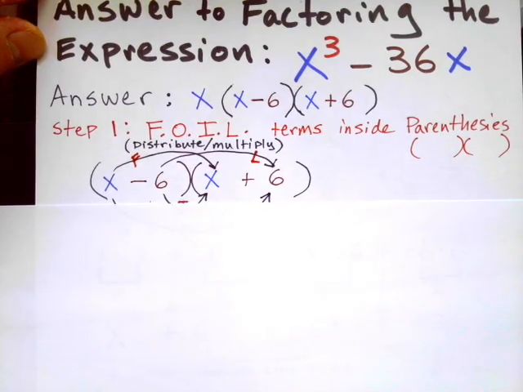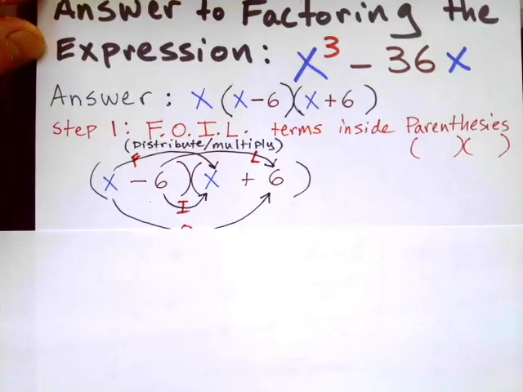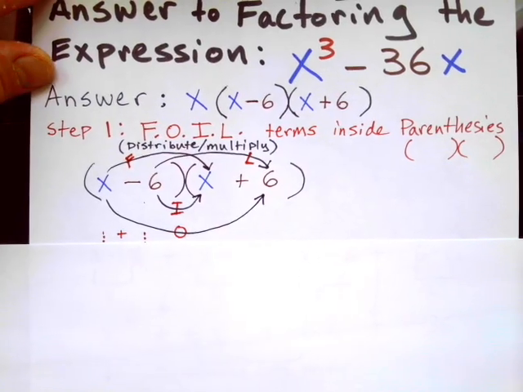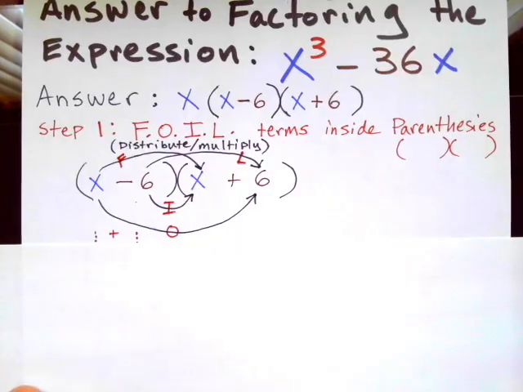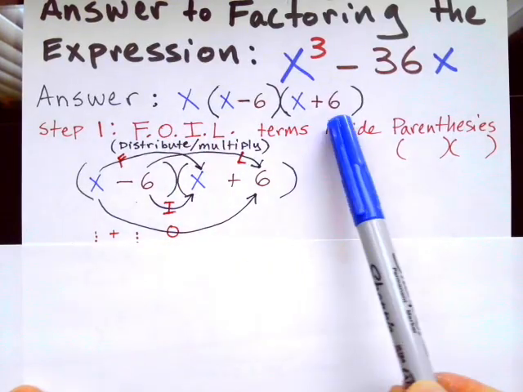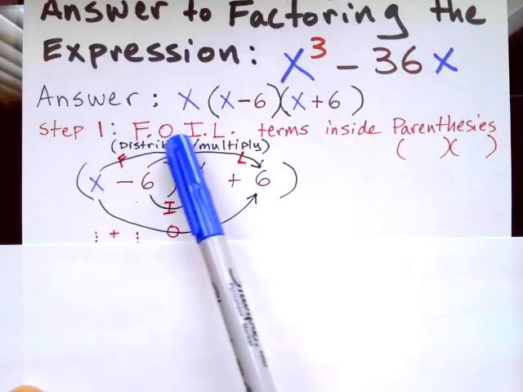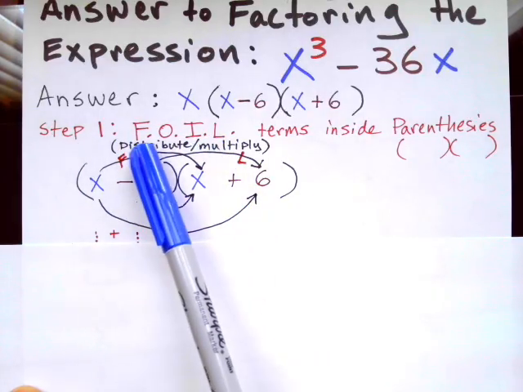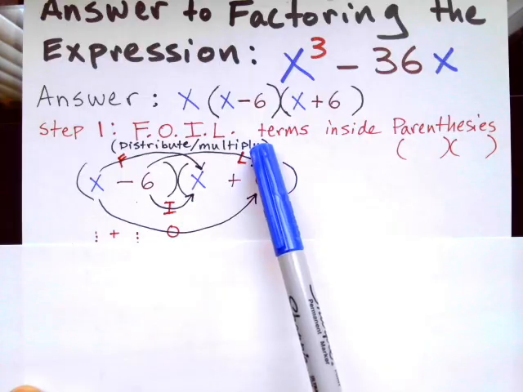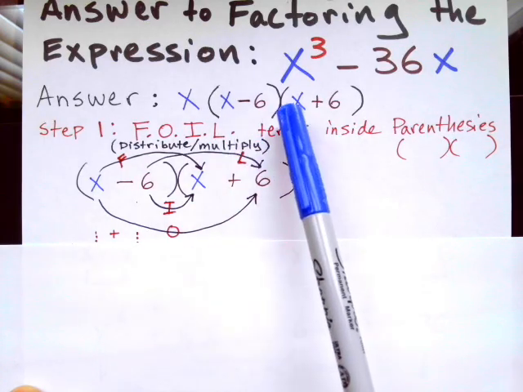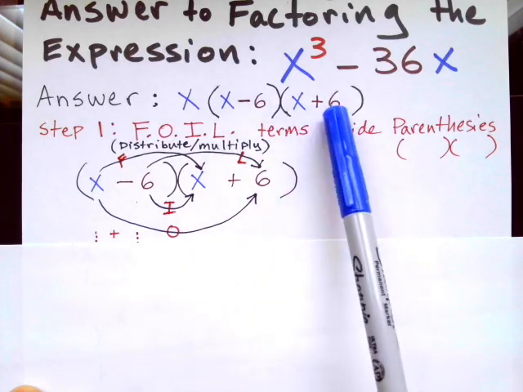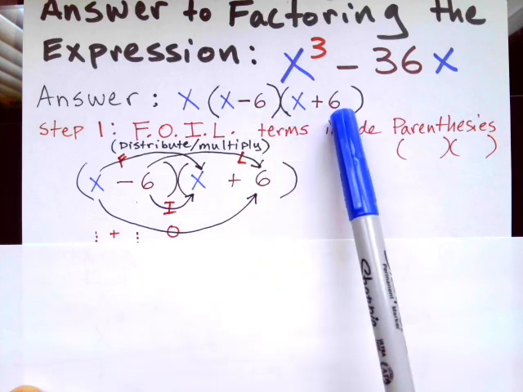So what you want to do first, this was our answer. In order to check the answer, in step one, we're first going to perform FOIL. That's distributing, or multiplying each term inside the parentheses with each term in the other.